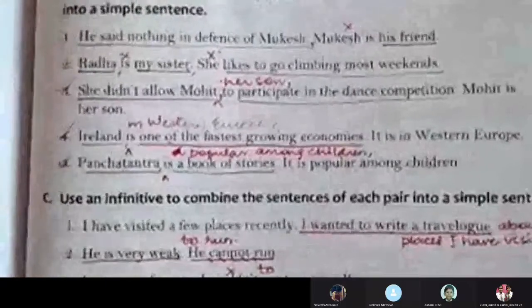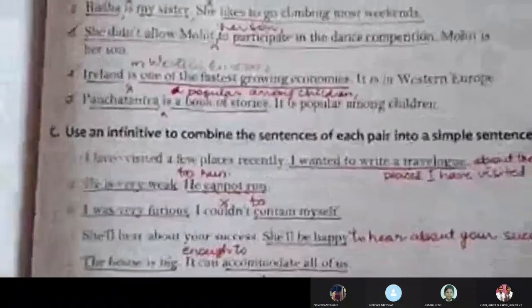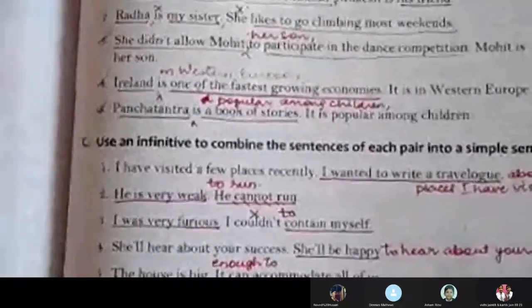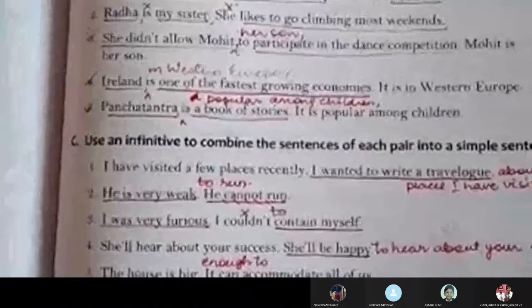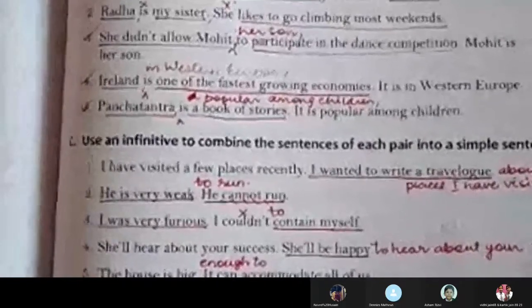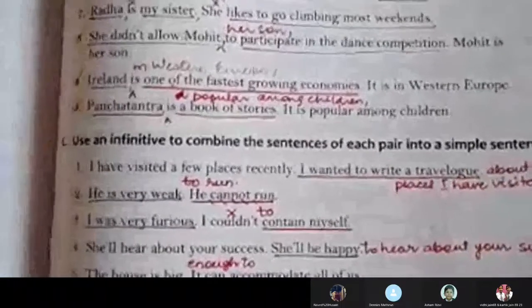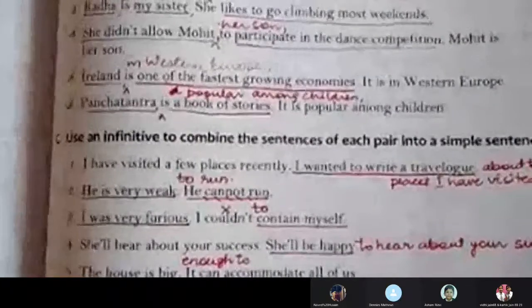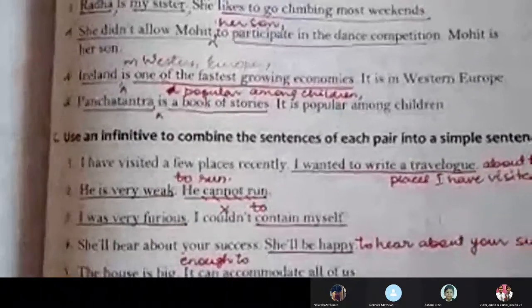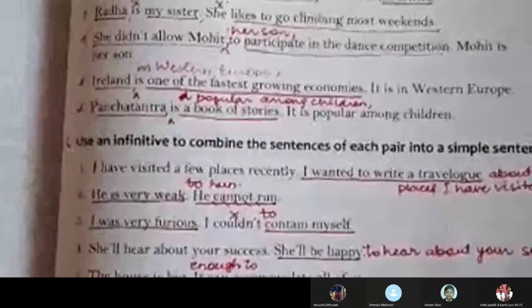Number 3: She didn't allow Mohit to participate in the dance competition. Mohit is her son. Answer: She didn't allow Mohit, her son, to participate in the dance competition. I repeat, she didn't allow Mohit, her son, to participate in the dance competition.